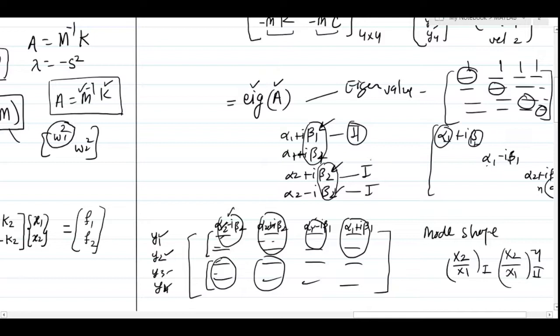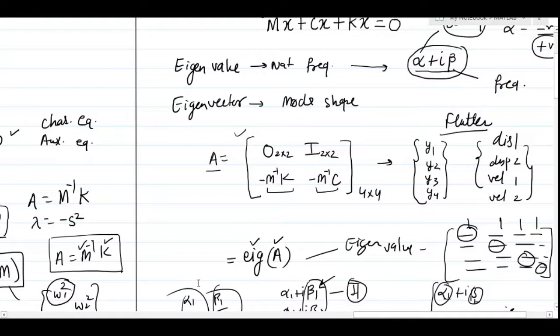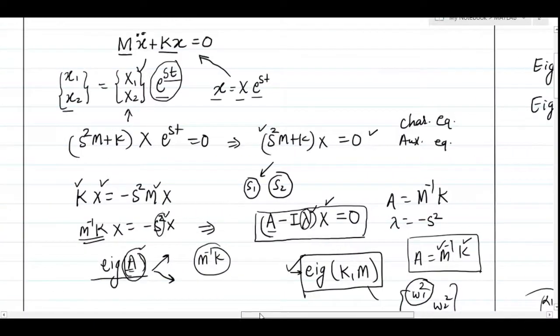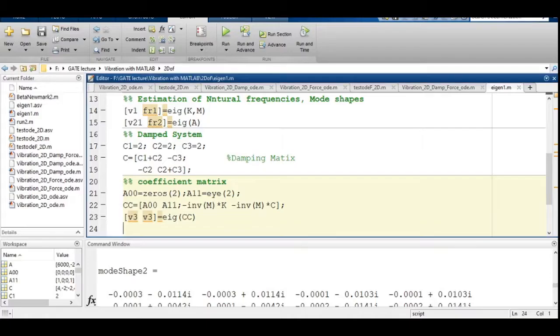Now if you are taking these two, how will you take this ratio? Because here also you have alpha and beta, so either you can take alpha 1 alpha 2, or you can take beta 1 beta 2, both will give you the same. We'll see it when we solve the problem, but I hope that now you have a basic understanding of how to define an eigenvalue problem and what is the physical significance of an eigenvalue problem. So let's go to the MATLAB window and try to understand how to solve an eigenvalue problem.